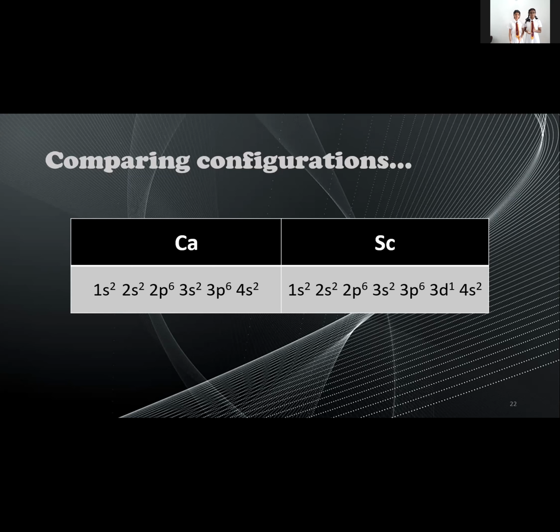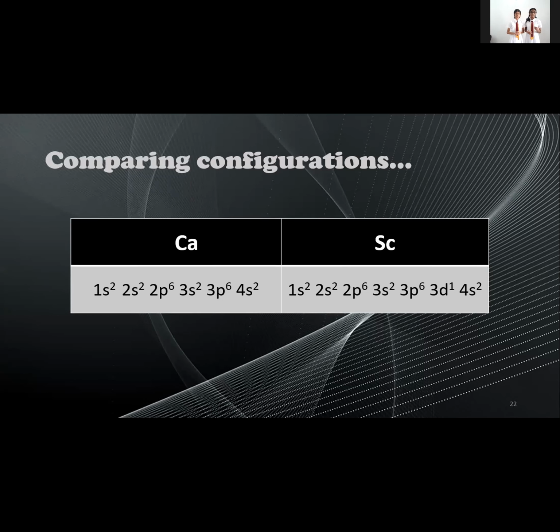The 20th element, calcium, has the 3p orbital filled and has the 4s orbital. At a glance, we can see that 4 is greater than 3. According to the Aufbau order, the energy of 4s is lower than 3d. Therefore, the 3d orbital will not be filled before the 4s orbital.